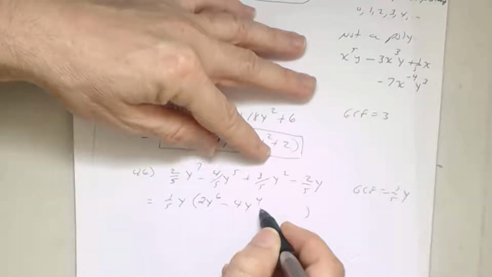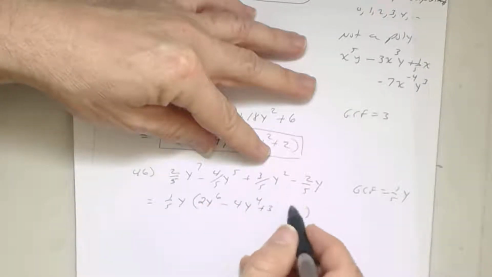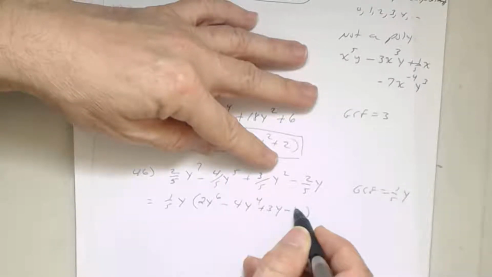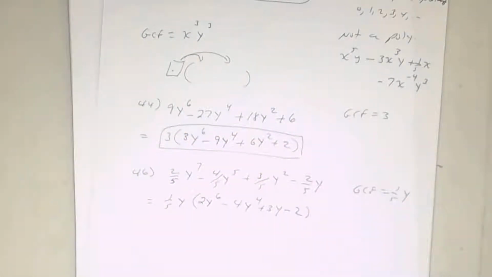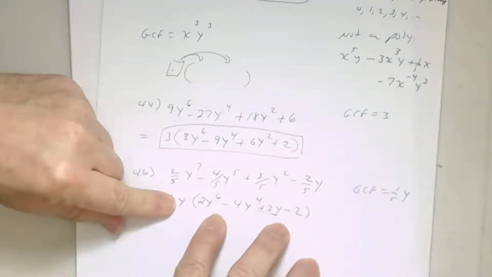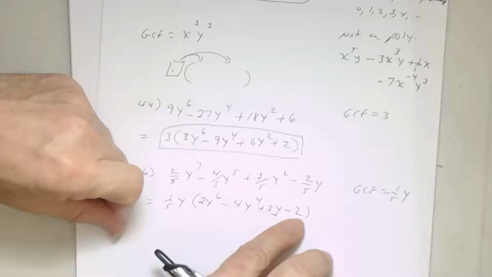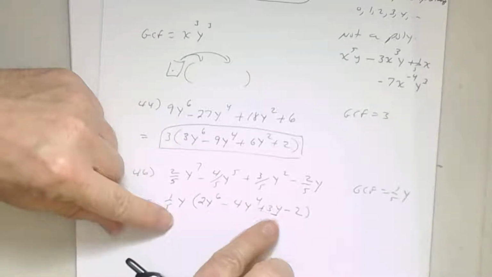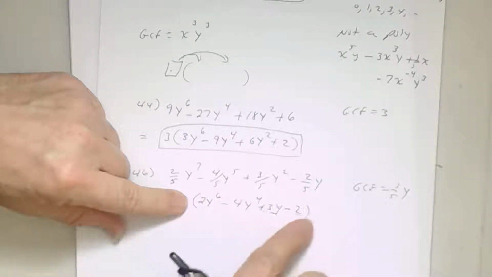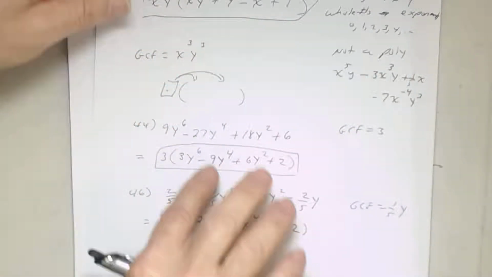1/5 times what's 3/5? 3. And then 1/5 y times what's 3/5 y squared? 3y, is that correct? And then minus what? 2. That's it. And it kind of makes sense that we're done now, because if you look at this polynomial that's left, what's the GCF of this right here? Oh, because it's y, so we wrote it wrong then. All right, so what's the GCF that's right here? 1. Okay. So if you do this correctly, the GCF that's in parentheses should always be 1.